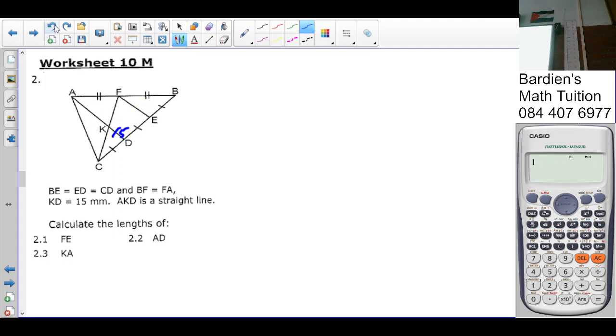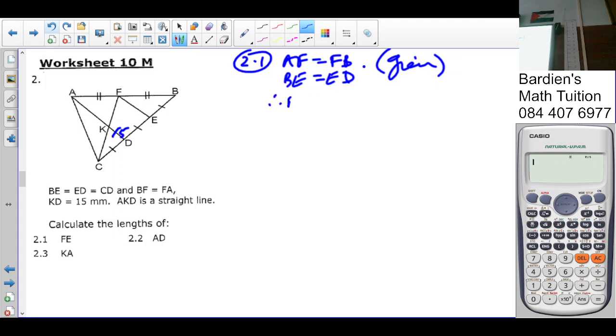I'm saying a lot at once, no? Yes. But because we started off slowly, man, that was a mistake. So FE, firstly we are given that AF is equal to FB. And we are given that BE is equal to ED. That was given. Okay? So therefore, FE is parallel to AKD. Why? Because of the midpoint theorem. That is parallel.